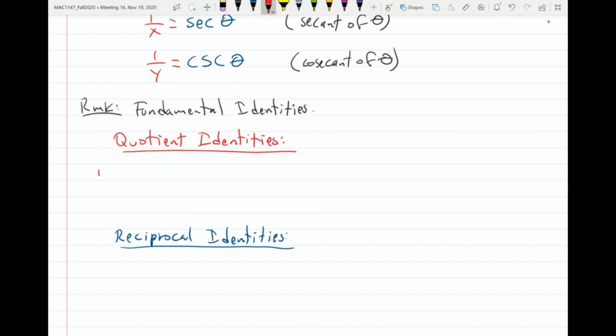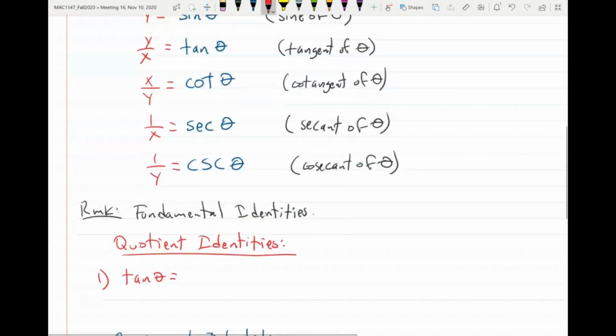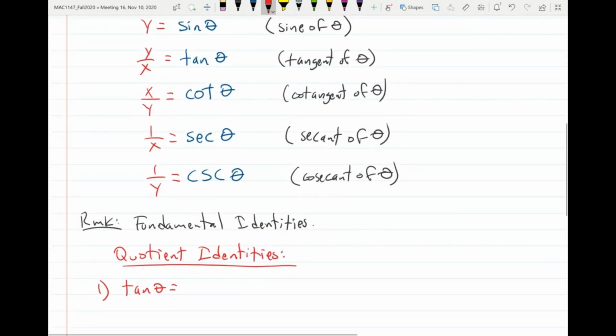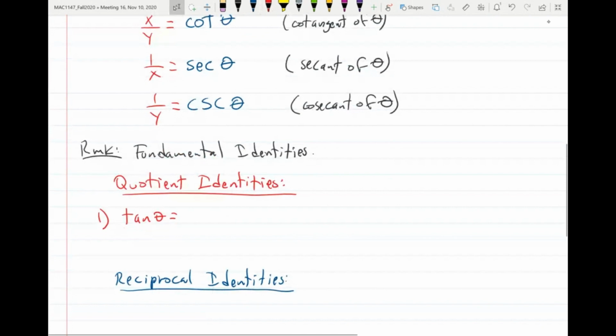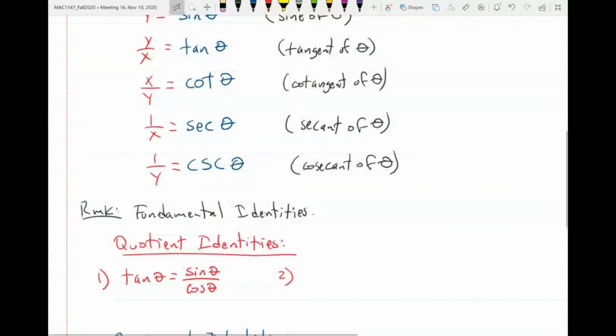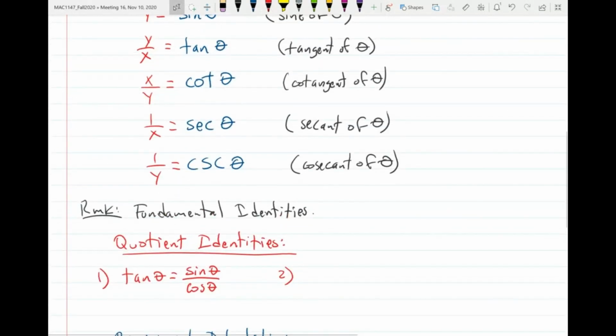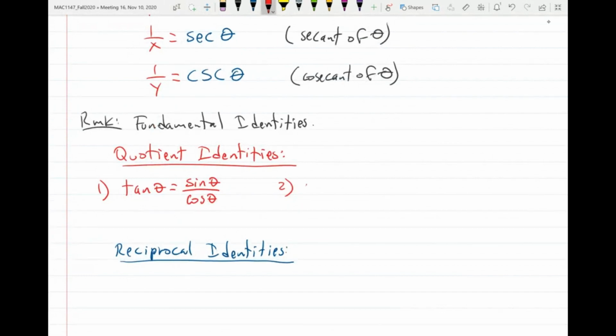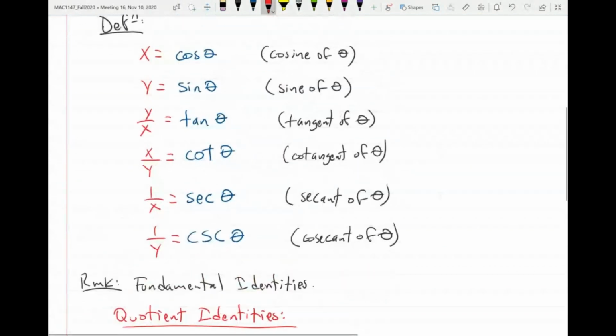Let's see, the quotient identities, there are 2 of them. That's the fact that tangent of theta, we can write it as, remember, tangent is y over x, y is sine, x is cosine. So tangent is sine over cosine. And then cotangent, that's x over y, so that would be cosine over sine. So those are the quotient identities.